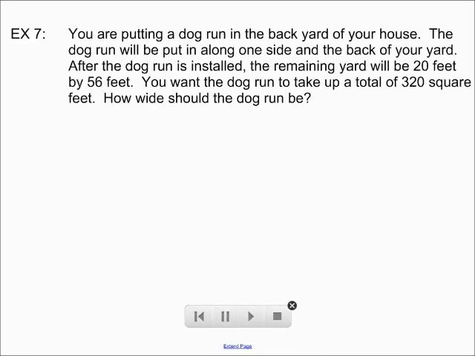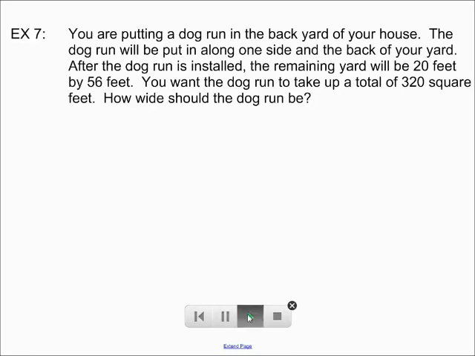All right, so let's use this as a real-world application. You're putting a dog run in the backyard of your house. The dog run will be put in along one side of your backyard and the back of your yard. After the dog run is installed, the remaining yard will be 20 feet by 56 feet. We want the dog run to make up a total of 320 square feet. How wide should the dog run be?